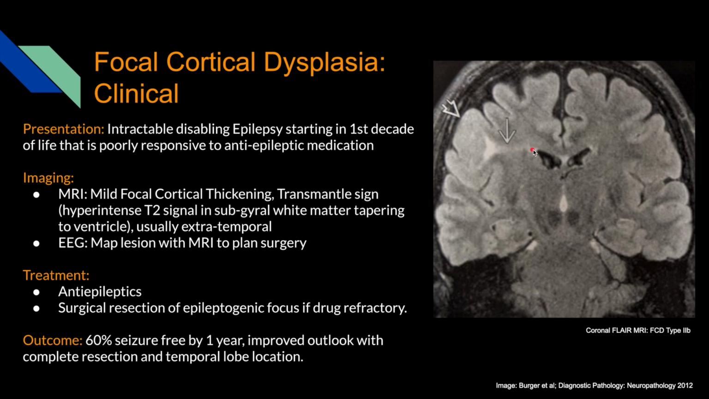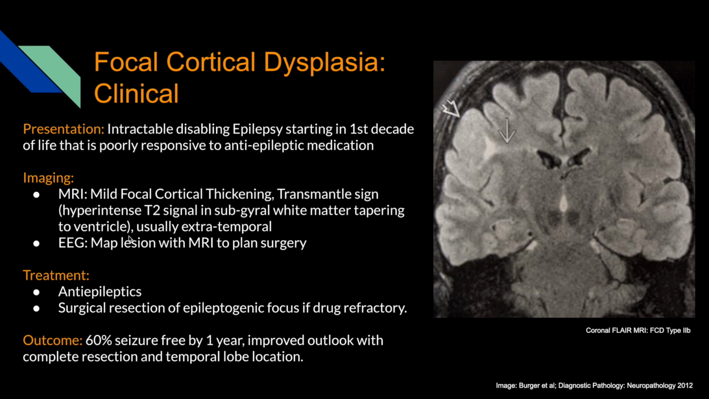Once you see this, it's very classic, and you can use EEG again to map the exact location to try to limit how much of the cortical region you want to remove, to avoid any unneeded disabilities in the children that get these surgeries. So again, if anti-epileptics don't work, you need to move on to surgical resection, and as we'll see, the prognosis is variable, but is overall quite good.